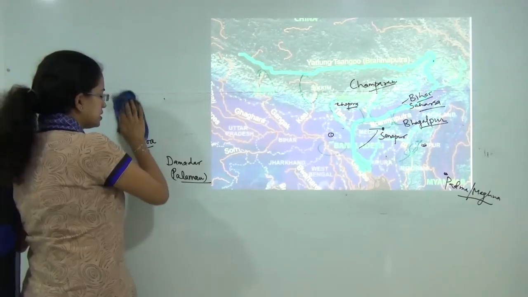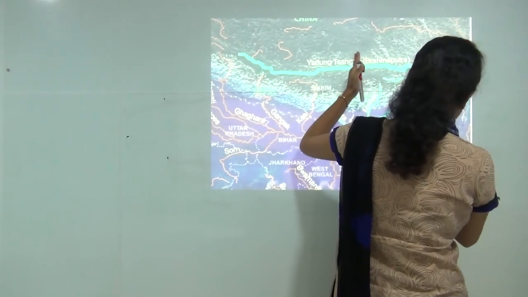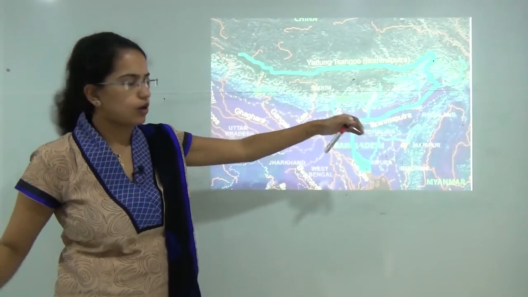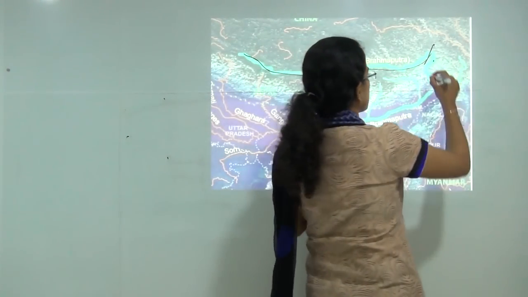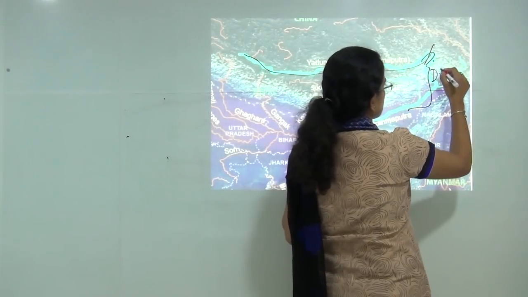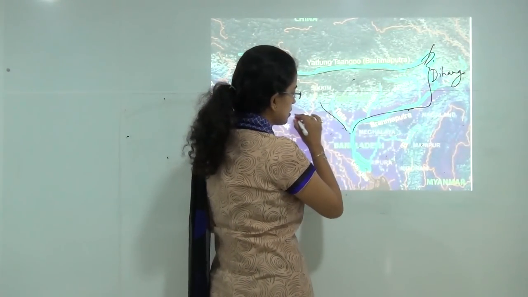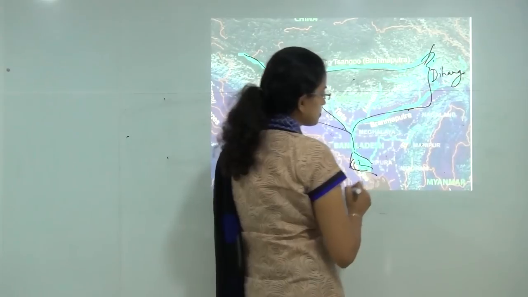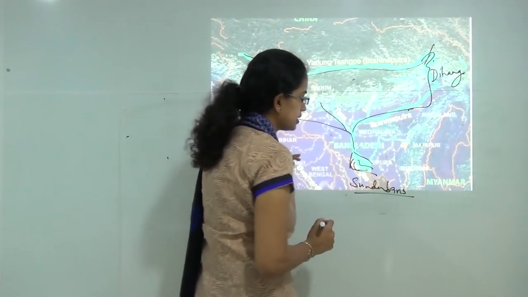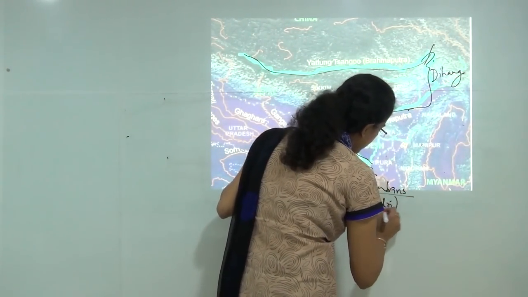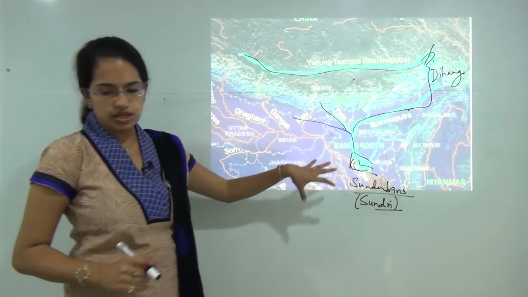Now Brahmaputra originates in the Chemayungdung Glacier in Tibet, and then it flows towards the east, then drops down towards the south. The region it follows till here is known as Tsangpo. Then it takes a sudden turn and drops towards the south, and this section of Brahmaputra is known as Dihang. And finally it joins Ganga and forms one of the world's biggest deltas, known as the Sundarban delta. The name Sundarban originates from the Sundari tree that is abundant in this region. It's a kind of mangrove vegetation found here. So Sundarbans is one of the major deltas.